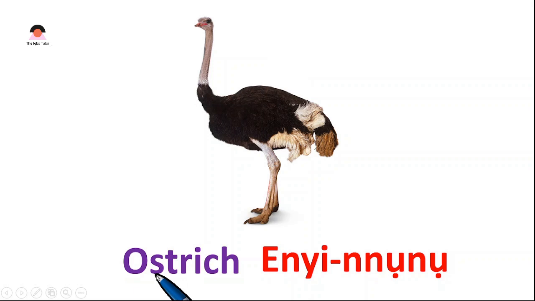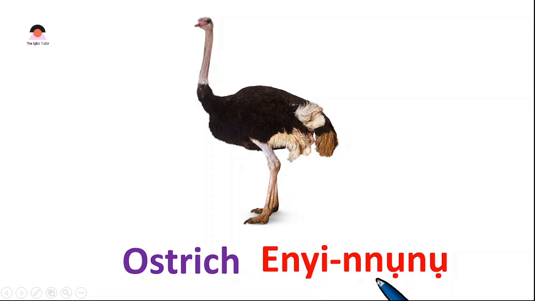Next is ostrich. We call it enyi nnunu. Enyi means elephant. Nnunu is bird generally. So enyi nnunu is elephant bird. We'll move on from here.